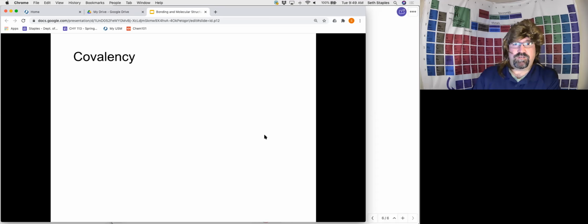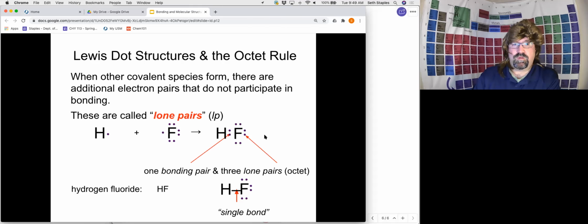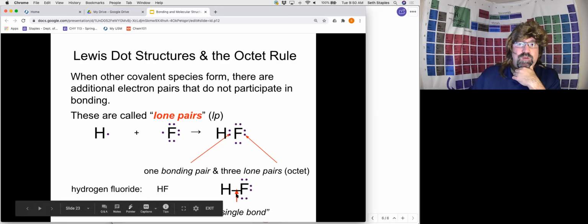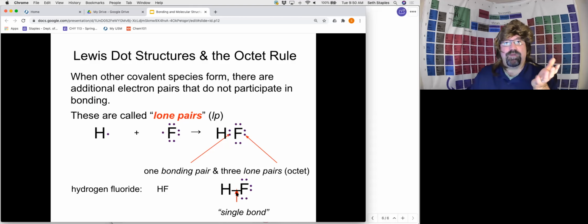So we'll look at HF. So H and F coming together. And again, we've looked at these already. This is just another depiction of it. But here we have a bonding pair. And then we have 3 lone pairs around our fluorine atom. And we call this a single bond made up of just 1 pair of electrons. We'll see some other examples later where we have multiple pairs of electrons forming what we call multiple bonds.